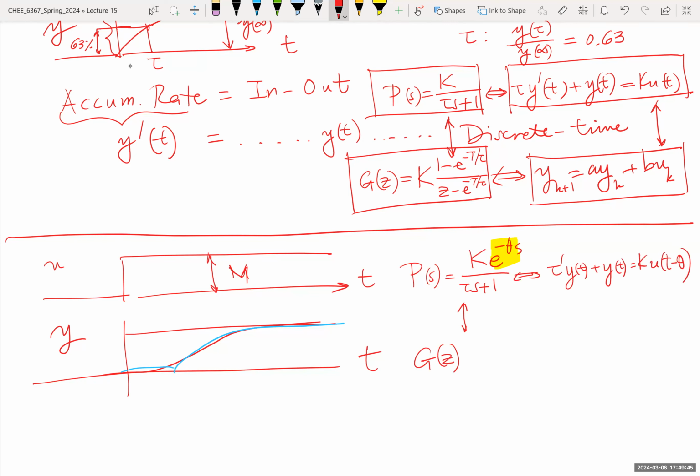Which has this delay. That's the only thing that we have to add. We can get a discrete time counterpart, which is going to be y_{k+1} = a y_k + b u_{k-d}, with a delay term, where this delay term is theta over the sampling period. And there may also be a discrete time transfer function, which is the same as before.